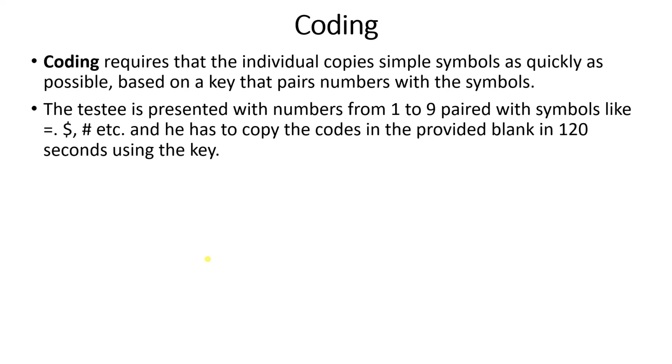Generally, numbers 1 to 9 are written, and for each number, a symbol is assigned. For example, the symbol is equal to dollar, hash, etc. These are some examples that I am giving. I will show you the real example. And the participant has to copy the codes in the provided blank. So there will be one key that will pair each number with symbols, and then there will be a blank space in which they have to copy the symbols, the codes, against the numbers.